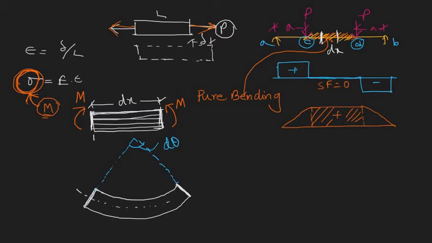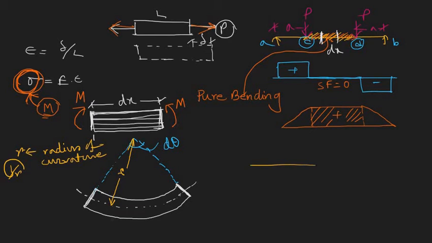Now, what is the neutral axis? I'll discuss it in a while. So this is the neutral axis, and from this neutral axis, let's say the center has a distance of r. This r is known as the radius of curvature. Note it: r is the radius of curvature. That means curvature is simply 1 by r. Got it?